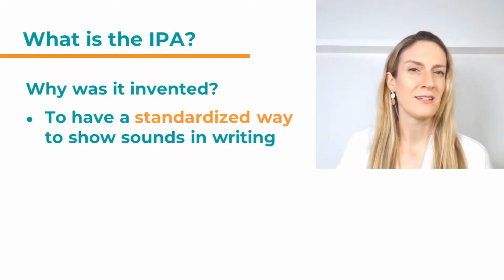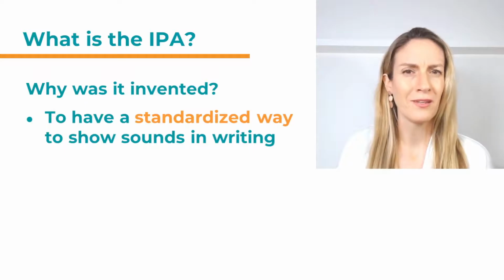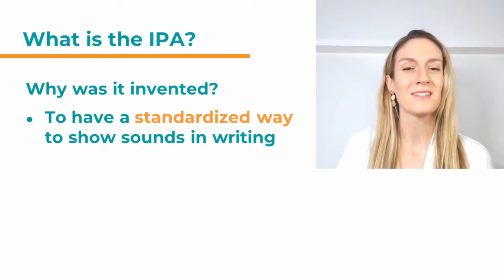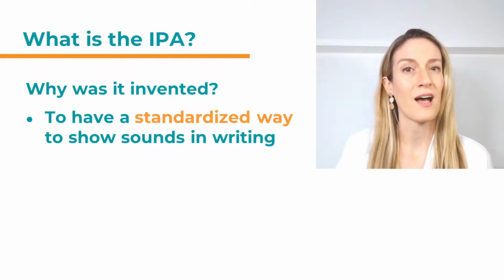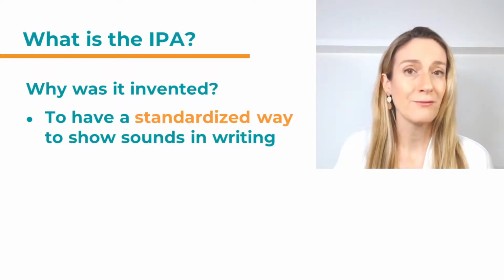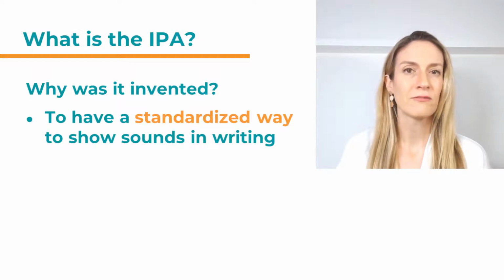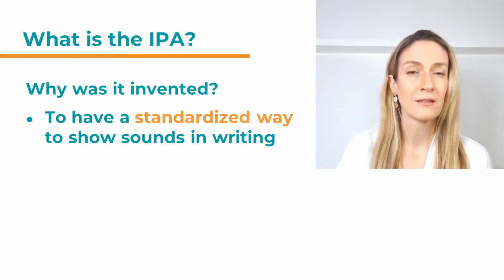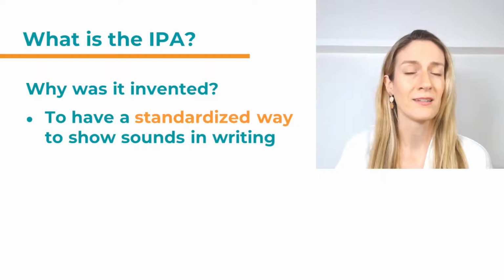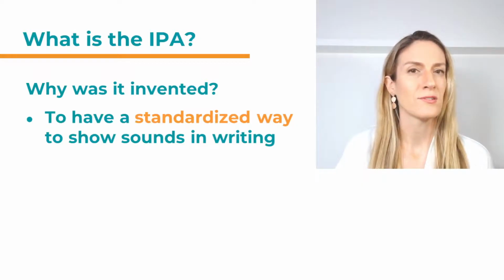Why was it invented? You might think, why did they even bother inventing an alphabet? Did they not have anything else to do? There was a reason for this. They wanted to find a standardized way to show sounds in writing. Obviously, many languages use different alphabets. In English, we use a different alphabet compared to Arabic or Thai, or even Japanese or Chinese. And the idea was to have one alphabet that we could use to transcribe any language using the same symbols.